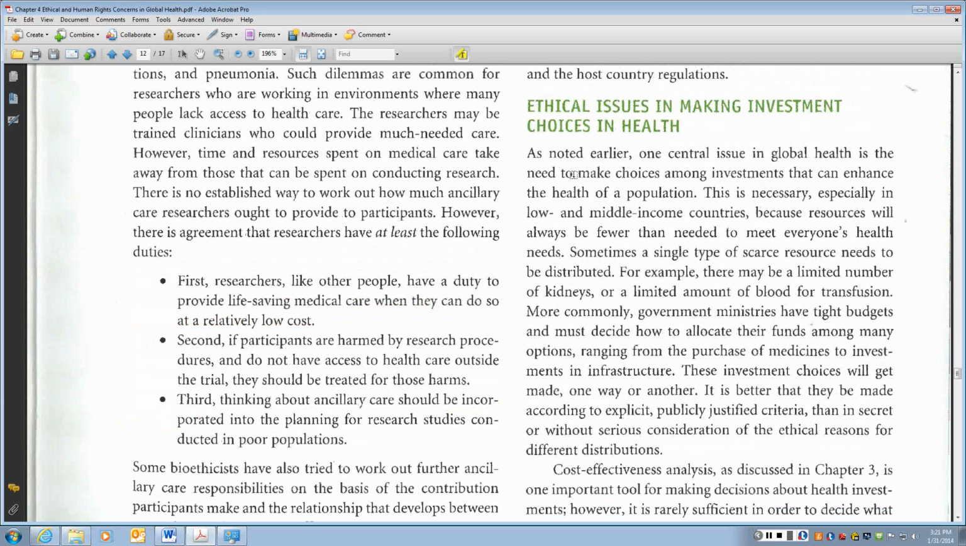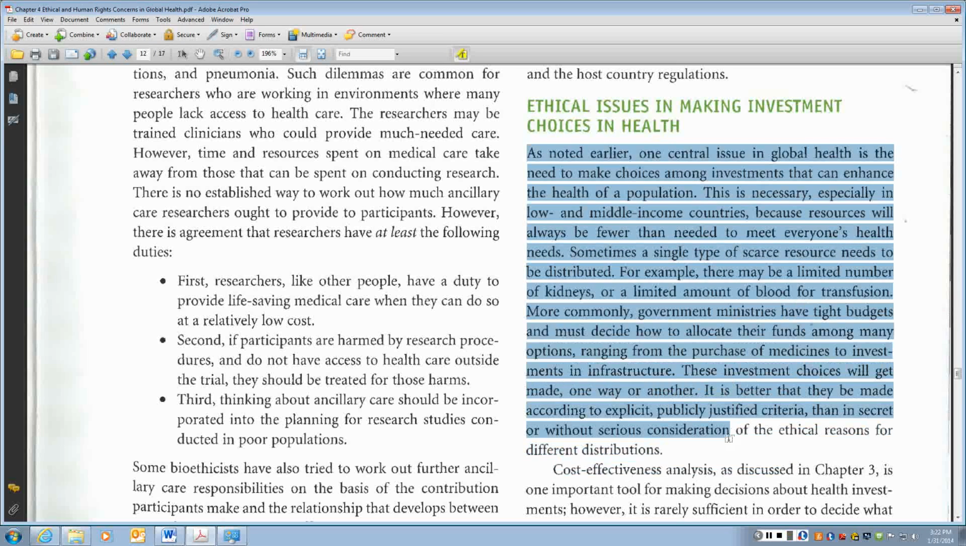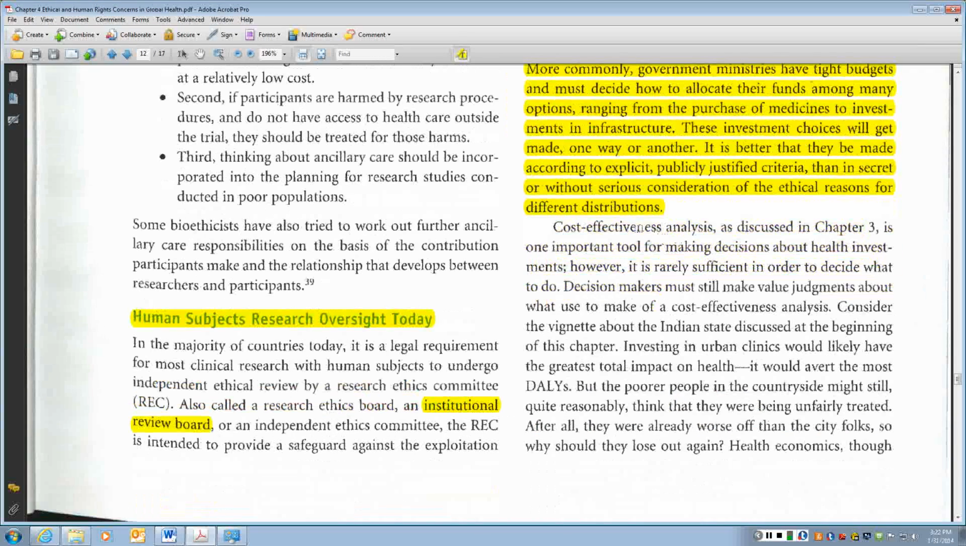I have highlighted in my text this first paragraph in talking about how do we meet everyone's needs. They use an easy example about a kidney. Who should get that? How do you decide who gets organs and so on? And then it talks about what we covered in Chapter 3, some tools to make those decisions.